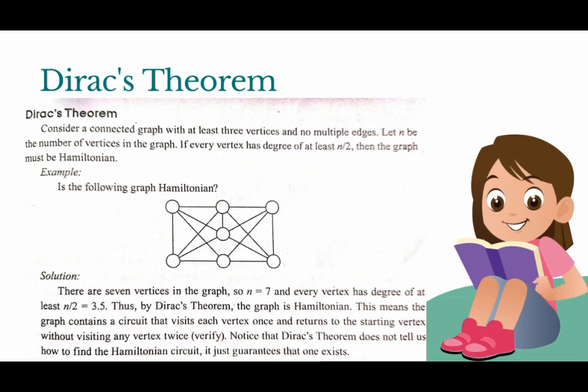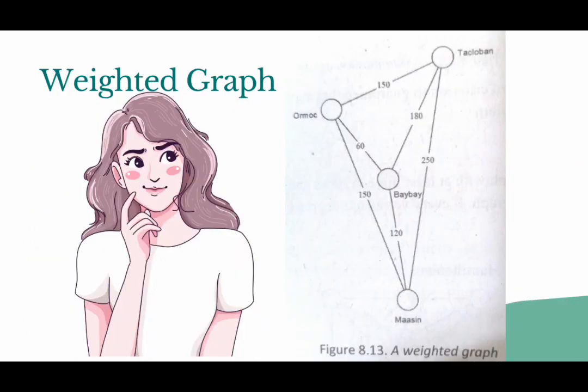If the graph does not meet the requirement of Dirac's theorem, it still might be Hamiltonian, considering the example given to us. Okay? Now, let's have the weighted graph. A weighted graph naman is a graph in which each edge is associated with a value called the weight.